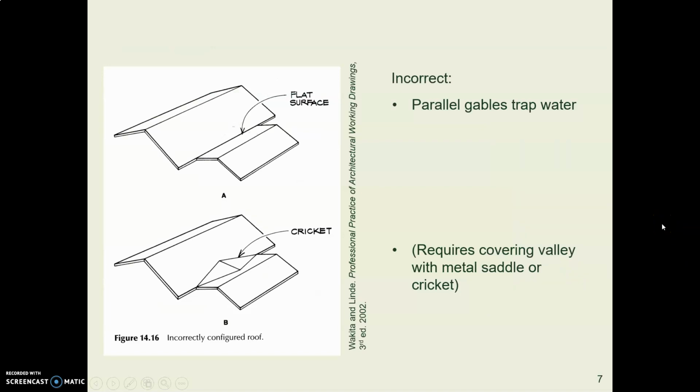If you make gables parallel to each other, what you wind up with is a nice trough here that collects the rainwater, and then you've got a big problem and a recipe for leakage, and then you have to come in with sheet metal or other stuff. So don't do that. You want your gable perpendicular to another gable, like this.